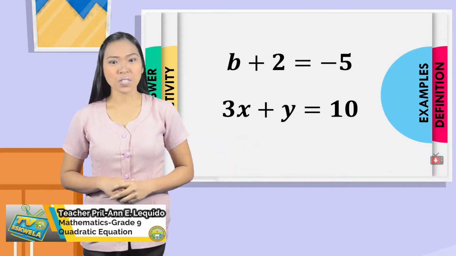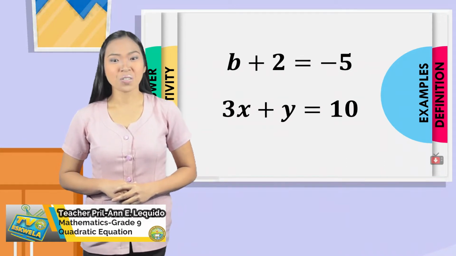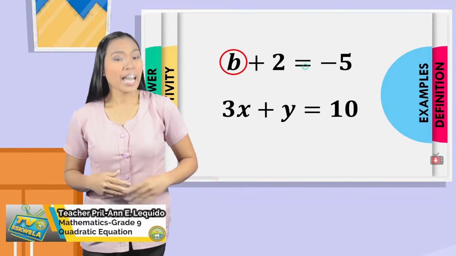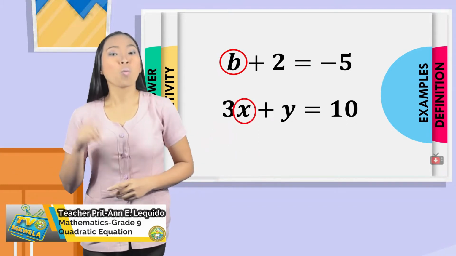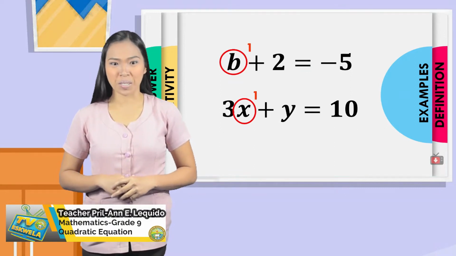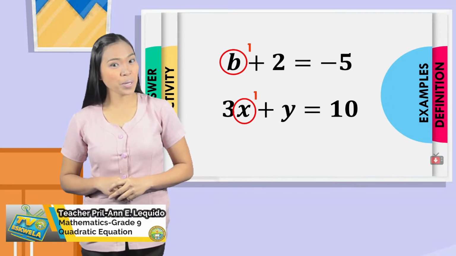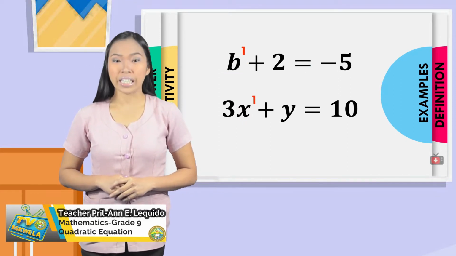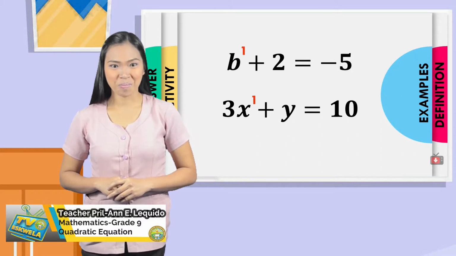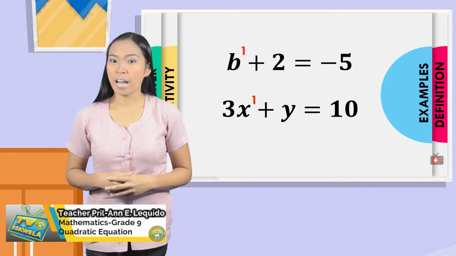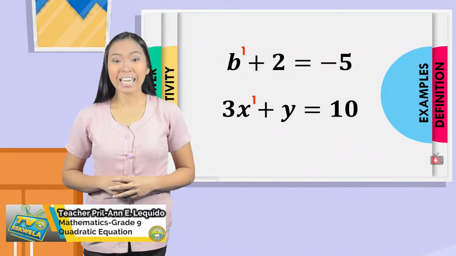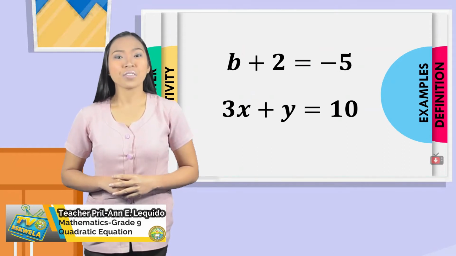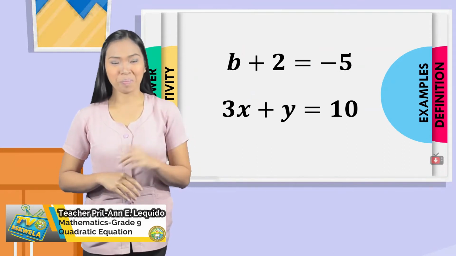Both are examples of linear equation since these equations contain the variables b and x and y with 1 as the highest exponent. Always remember, when the exponent is 1, it is more proper that it remains unwritten. Likewise, whenever you don't see an exponent in a mathematical expression, it is understood that the exponent is 1.